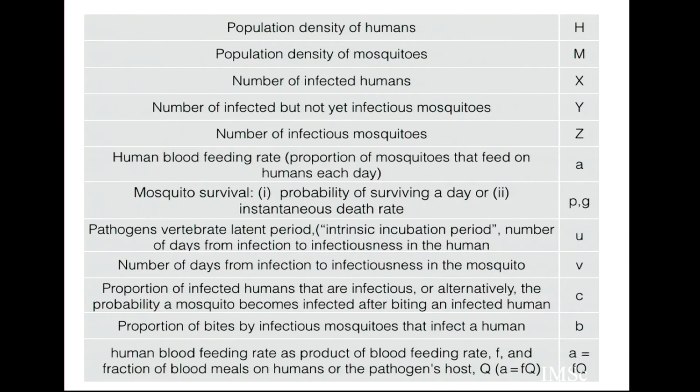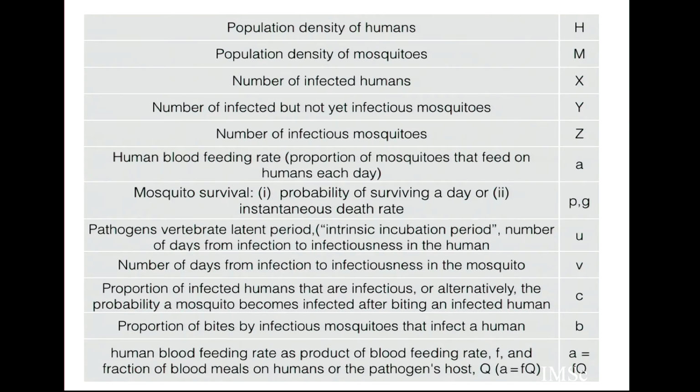So certainly the population density of humans is important in sustaining an infection with malaria. Population density of mosquitoes must be important. The number of infected humans, number of infected but not yet infectious mosquitoes, and the number of infectious mosquitoes. So all of these refer to different stages: not yet infected, infected but not yet infectious, number of infectious. Then there must be quantities that relate to how mosquitoes and humans interact.